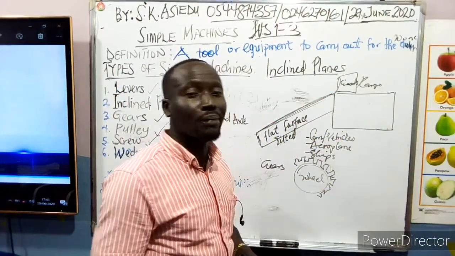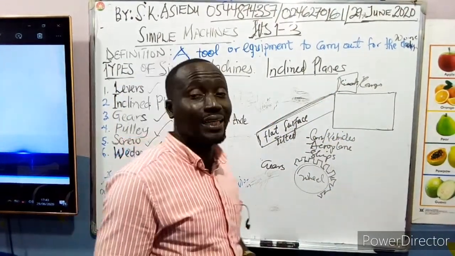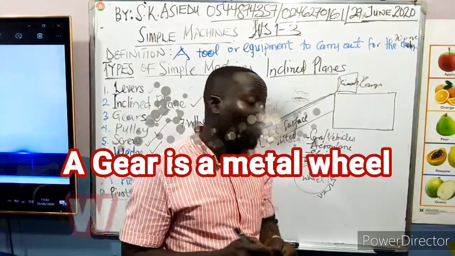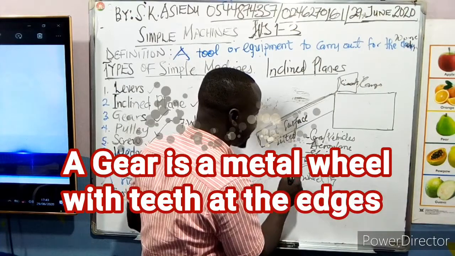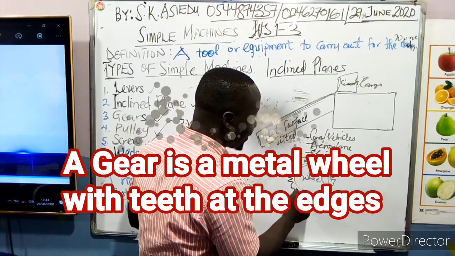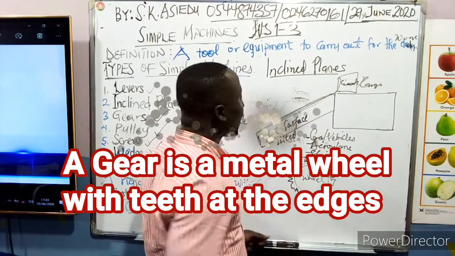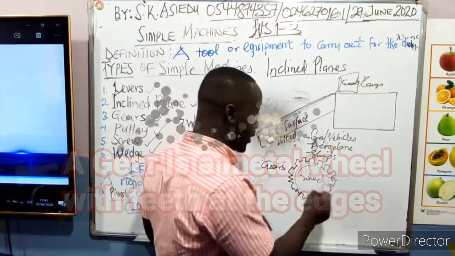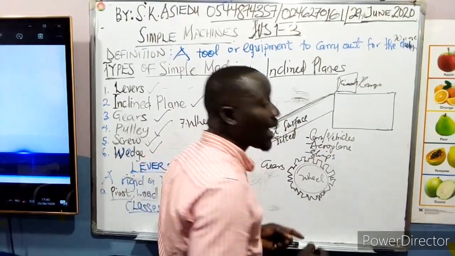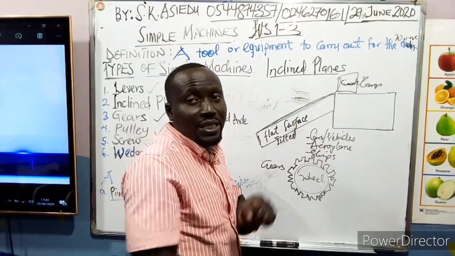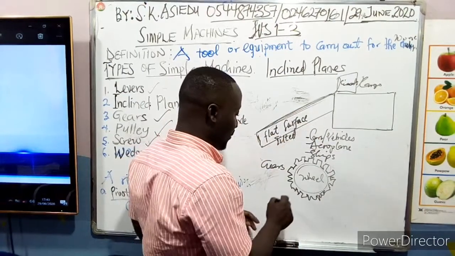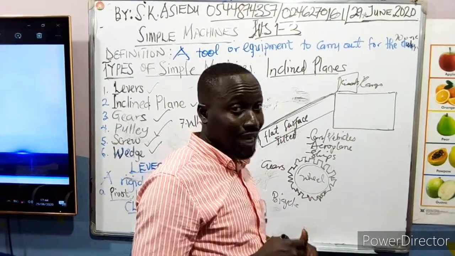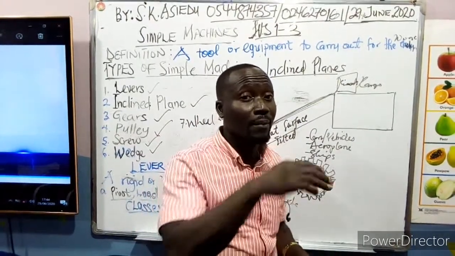The next one we would like to talk about as a type of simple machine is the gears. What is a gear? A gear is simply a wheel, a metal wheel with teeth at the edges. How is a gear used? Gears in bicycles, cars, and other working machines for farmlands are able to change the speed from one level to the other in order to carry out a task. So we use gears in bicycles, in cars, and in other farm machines.